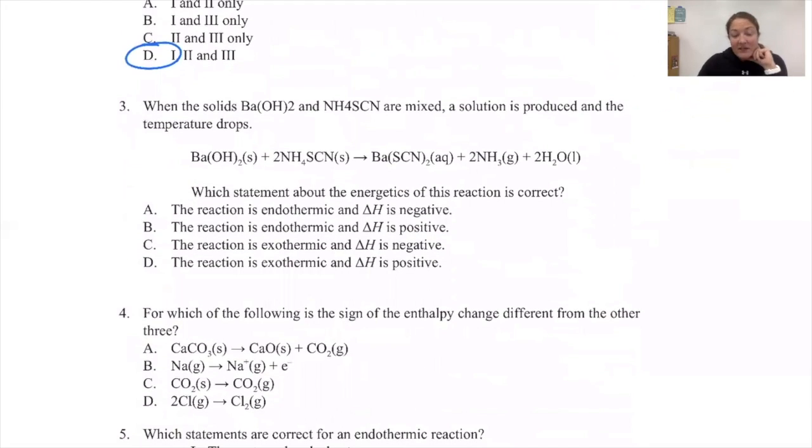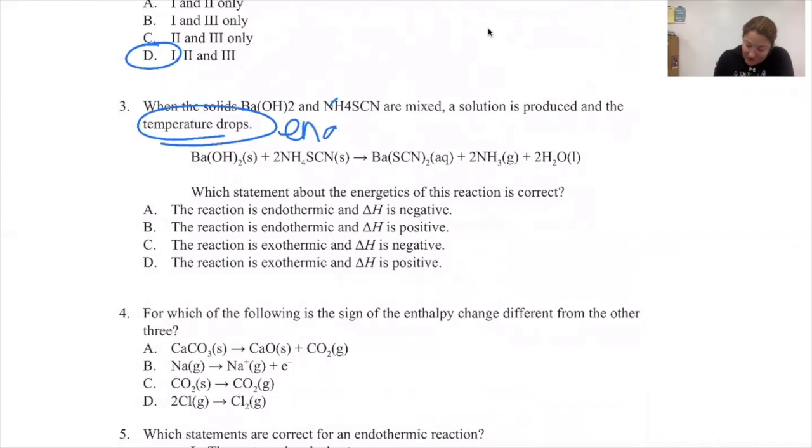Number 3, when barium hydroxide and ammonium thiocyanate are mixed, a solution is produced and the temperature drops. As soon as I know that the temperature drops, if the surroundings got colder, it's an endothermic reaction. Endothermic reactions have positive delta H values.